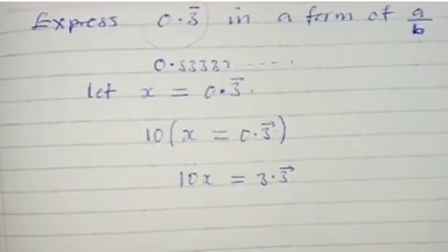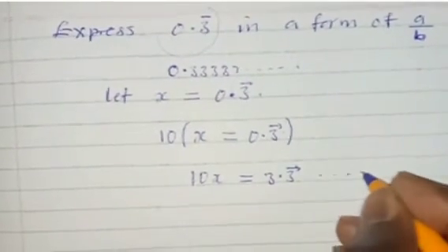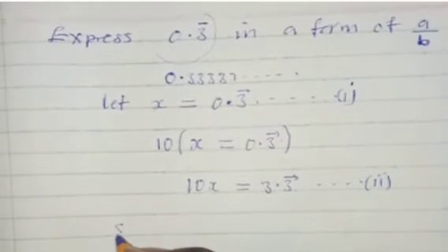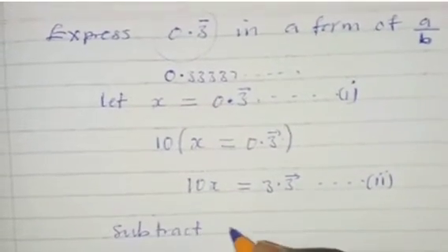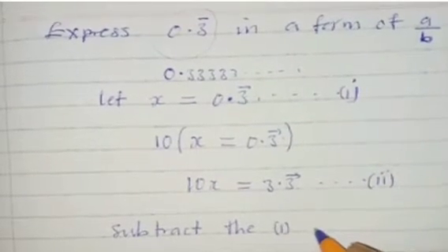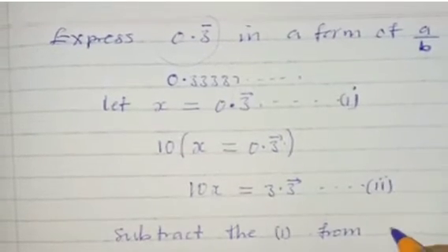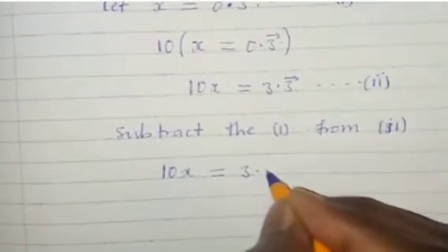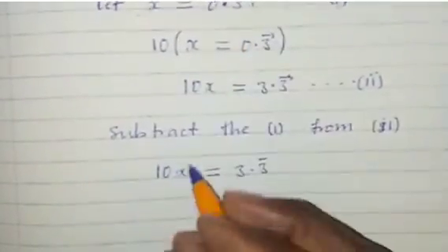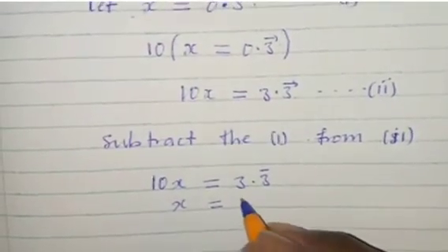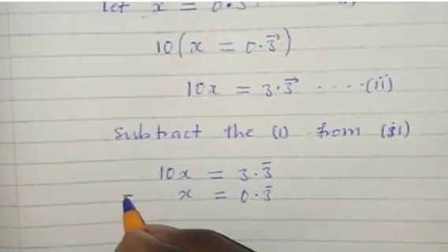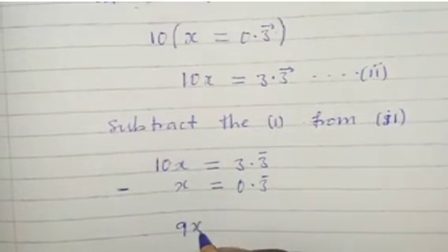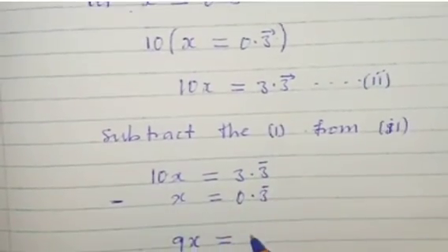The next thing you have to understand: this becomes your second equation, and that one becomes your first equation. So you say subtract the first equation from the second equation. I'm going to write it like 10x giving you 3.3 bar. Then the first expression we are saying is x equal to 0.3 bar. So we are subtracting like this. 10x minus x gives us 9x, and it has to be equal to, when you subtract this part, 3.